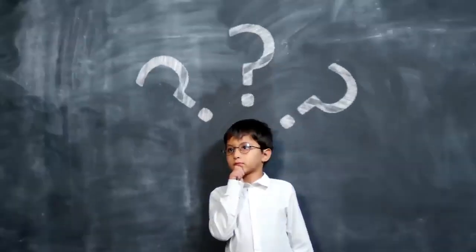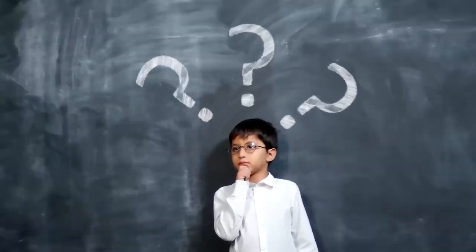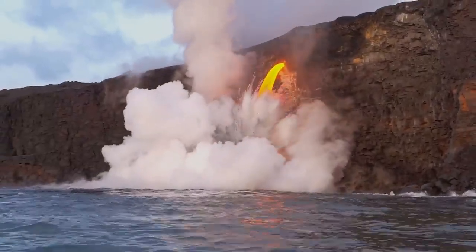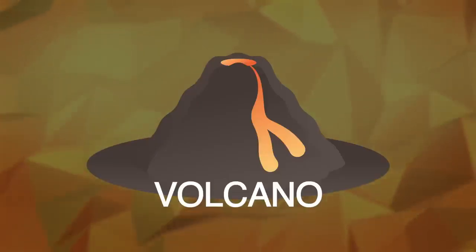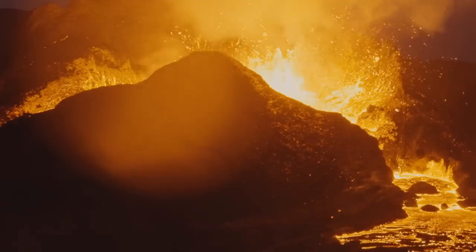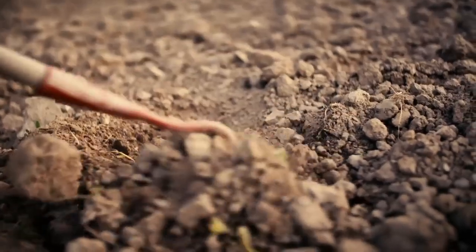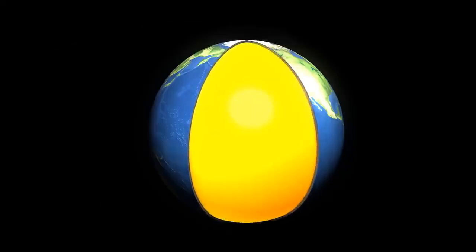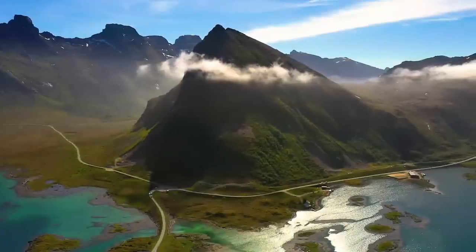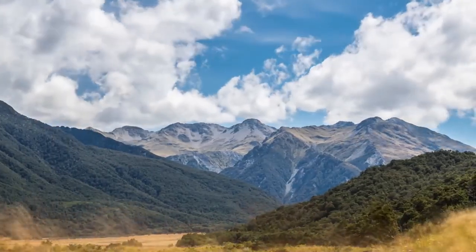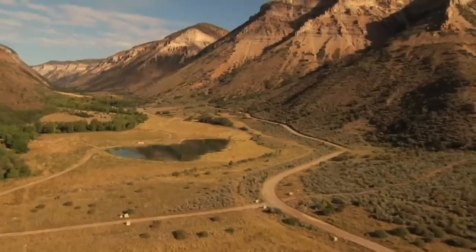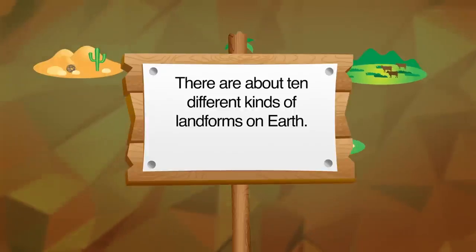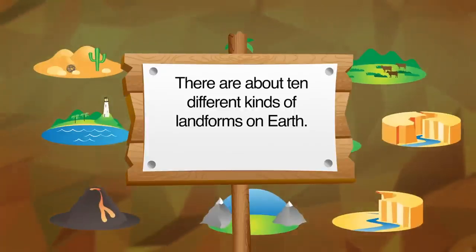Can you guess what the last material is? I'll give you a hint. It ejects from giant openings in the Earth's surface. If you said volcanoes, you're right. Volcanoes erupt melted rocks that slowly create all kinds of landforms, just like sediment, dirt, fossils, and the Earth's crust. These different materials make up the landforms on Earth. Some of them might be underwater, while others may sit way up on top of a mountain or deep in a valley down below. There are about 10 different kinds of landforms on Earth.